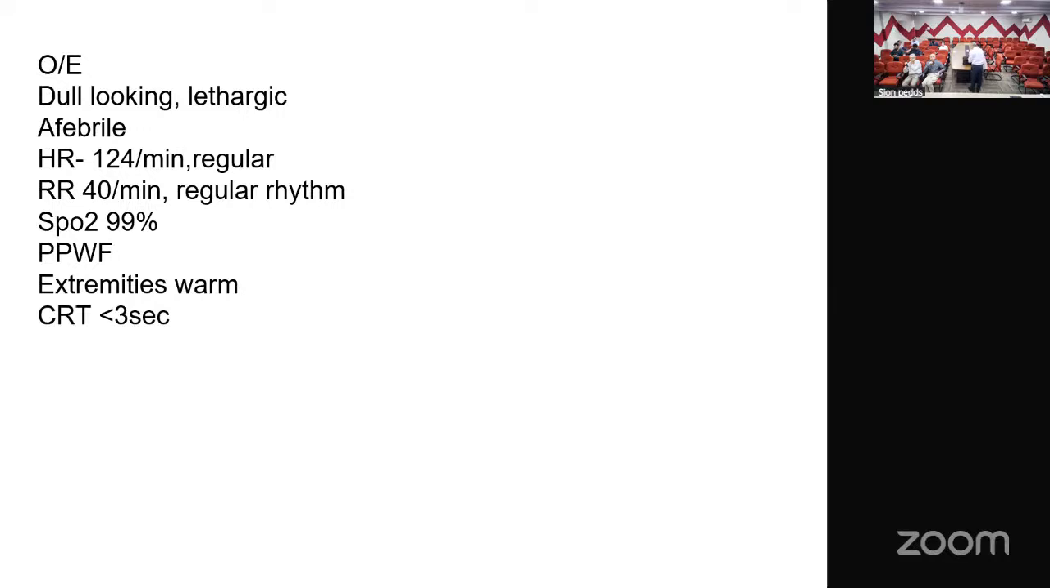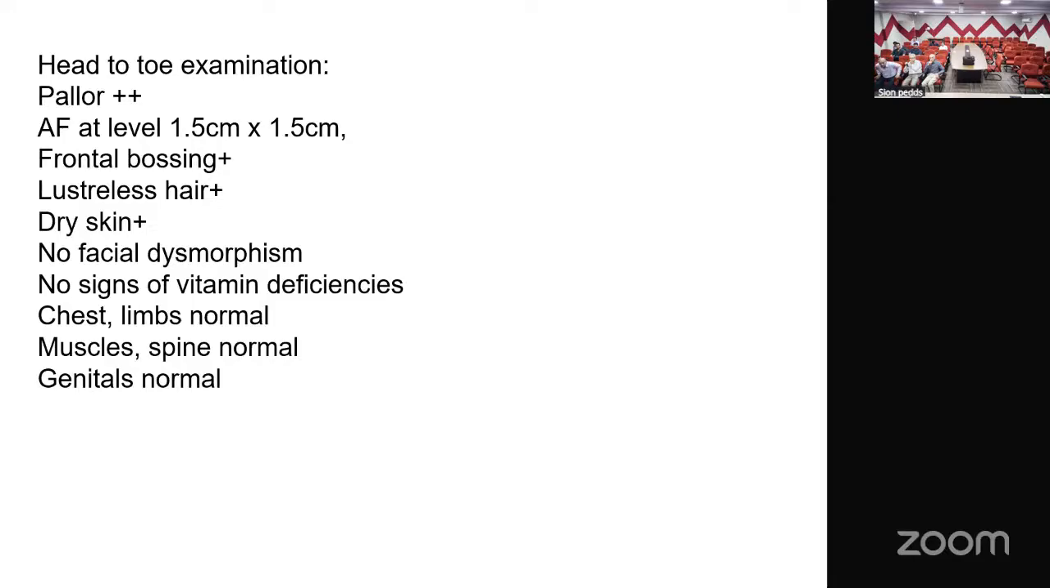On examination, dull-looking, lethargic, afebrile, heart rate of 124 per minute regular and RR of 40 per minute, regular rhythm. Saturation was 99% on room air, peripheral pulses well felt, extremities warm, and CRT less than 3 seconds. Pallor was present. AF is 1.5 centimeter by 1.5 centimeter. Frontal bossing present, lusterless hair is there, dry skin is there.